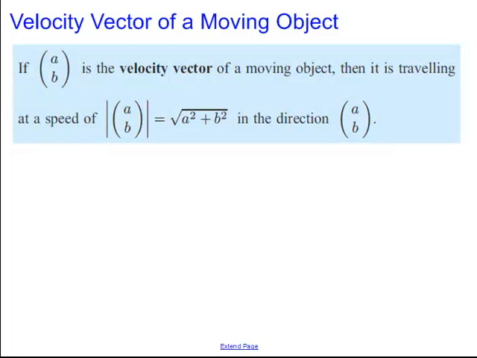If vector AB is the velocity vector of your moving object, then it's traveling at a speed of the length of that vector, so the square root of a squared plus b squared, in the direction of AB. Those bars mean the length of that specific vector.